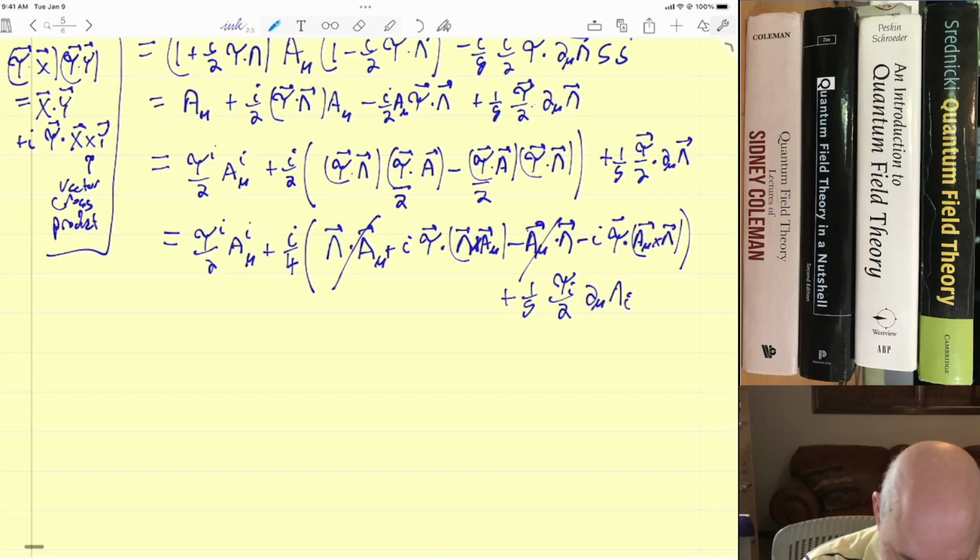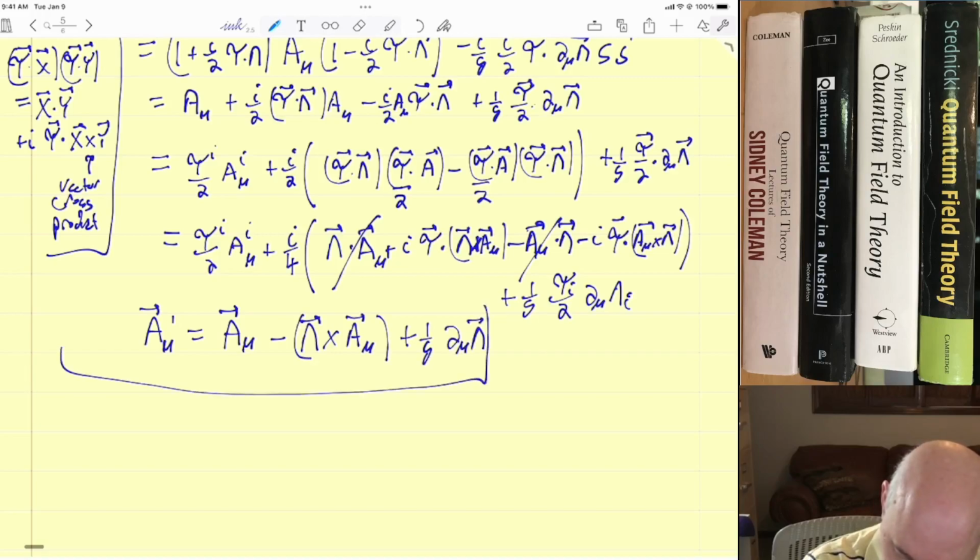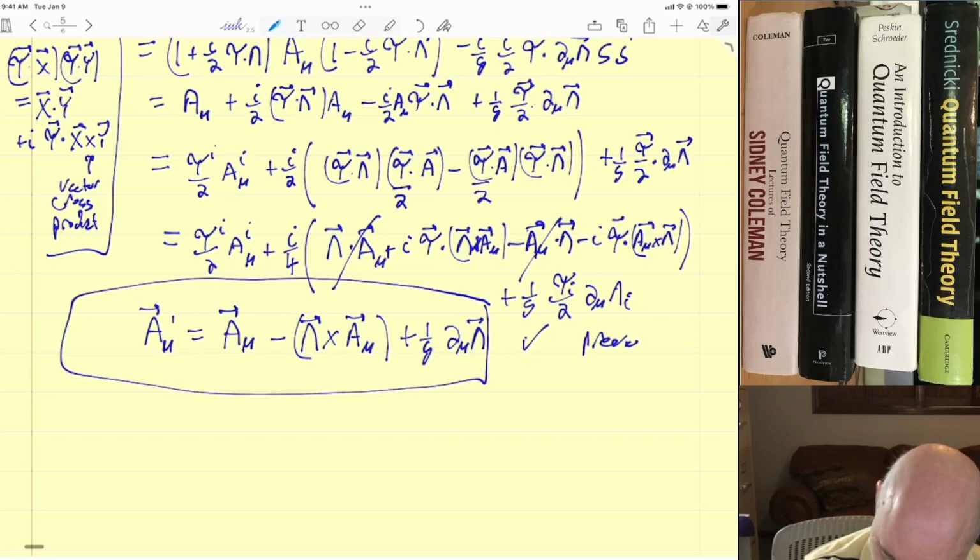Going back and forth between vector notation and everything, but we're going to end up getting the equation that I want: A prime mu is equal to A mu minus lambda cross A mu plus 1 over g partial mu lambda. And if you remember back on our previous lecture, this is exactly the same, except in the previous lecture, instead of A, we had W.